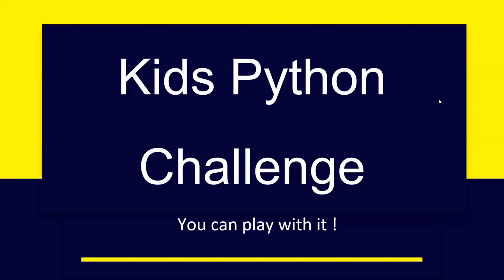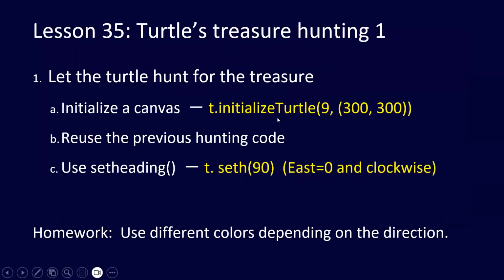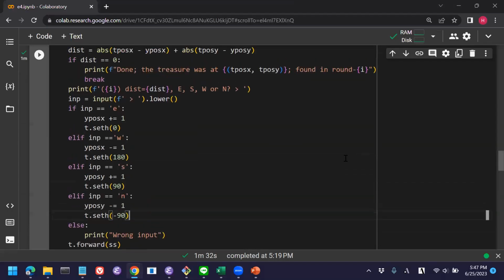Okay, let's continue the turtle's treasure hunting. So last time we prepared an empty canvas, reused the previous code, and implemented the movement part. Homework was to use different colors depending on the direction. So let's check the code again. Actually, I found a mistake.